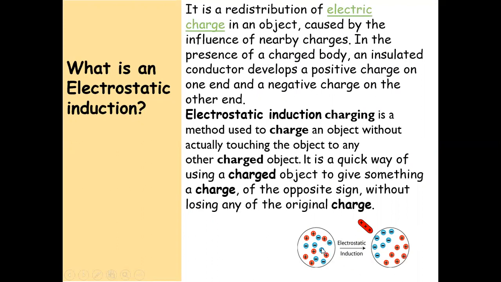For instance, you can see this is a neutral object. If a nearby charged object is brought near to that, this positive rod attracts all the negative charges of this sphere, and repels the positive charges towards the other side. So the net charge will remain the same, an equal number of positive and negative charges, but there is an accumulation of negative charges on one side and the positive charges on the other side.